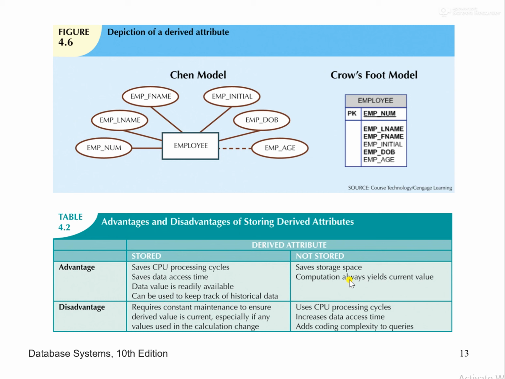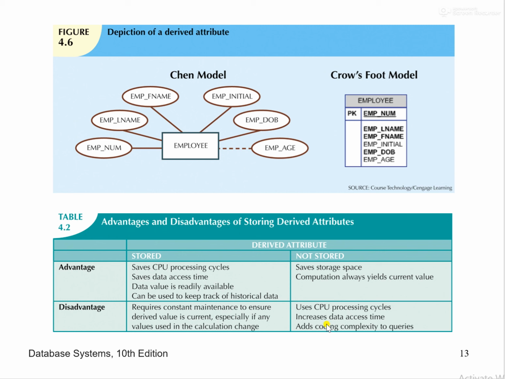The advantages of not storing the value of a derived attribute are that it saves storage space, because you are not saving it, and computation, because you are deriving it every time at runtime. When you need it, you compute it, so it always produces the current value.